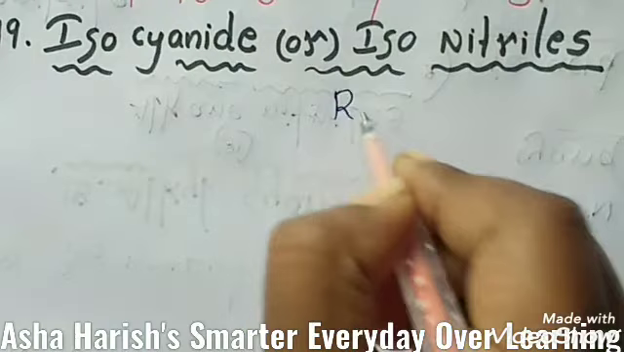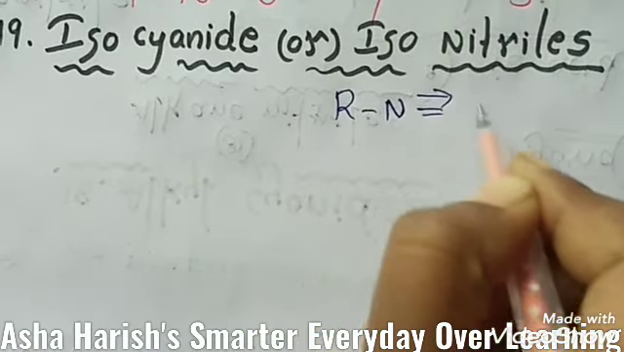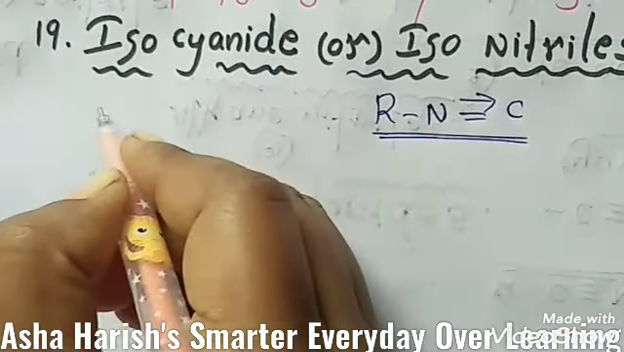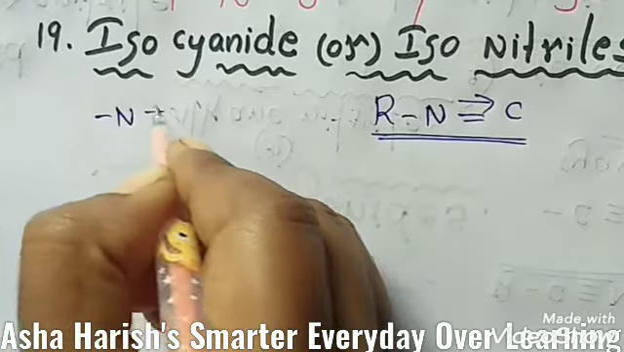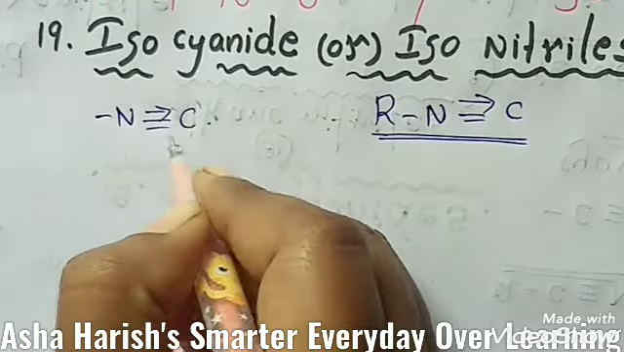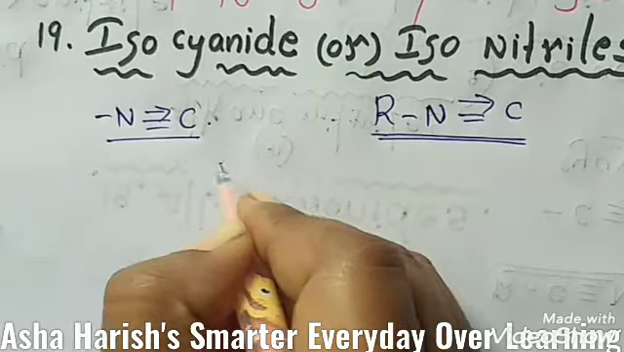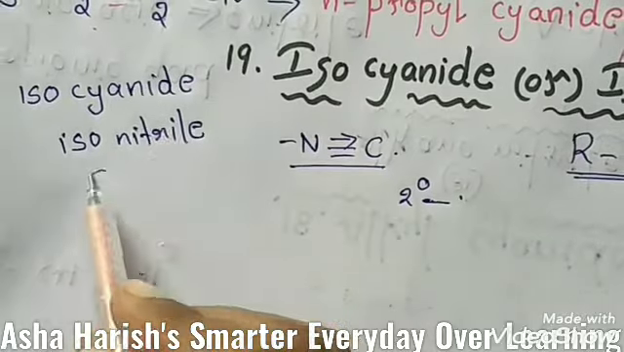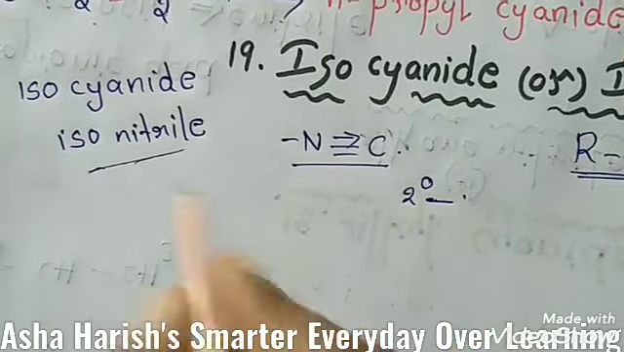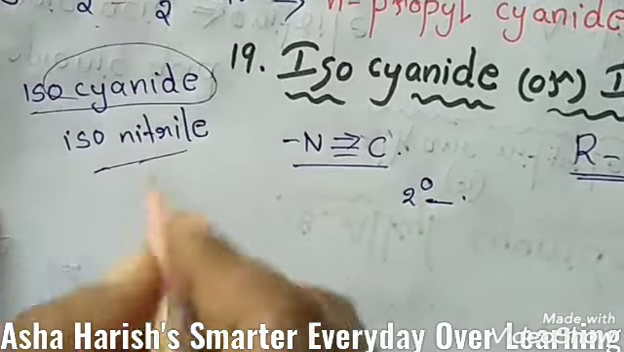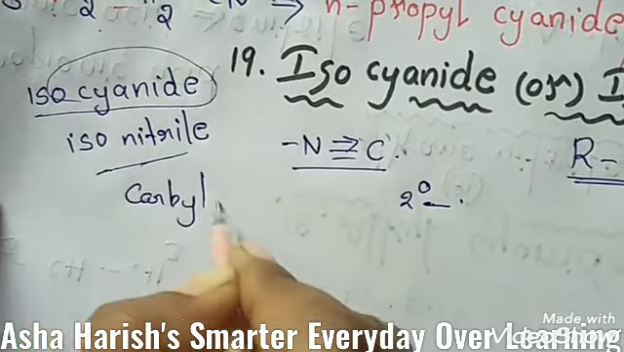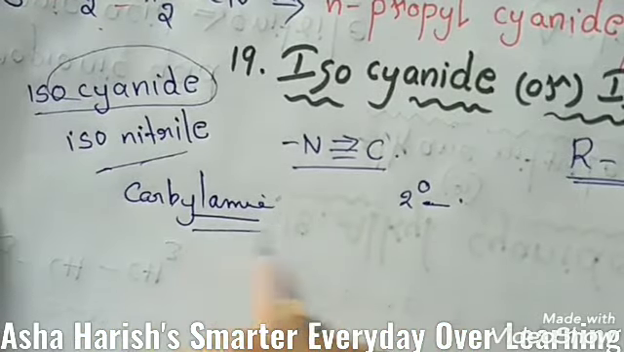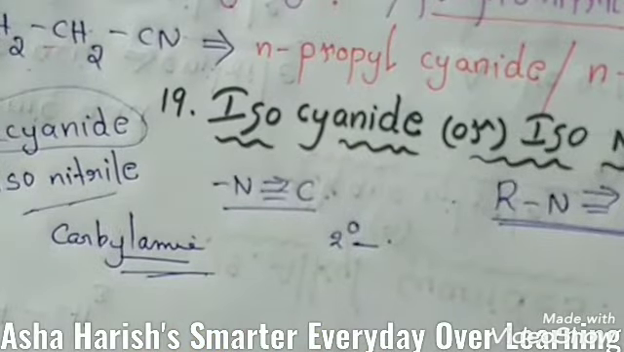Here the general formula is RNC, where in the place of R you can take any alkyl group. The functional group representation for this is the same. Isocyanide or isonitrile you should add. The secondary suffix is the same, isocyanide, isonitrile. And common names: add the suffix isocyanide, or the word carbylamine, to the name of the alkyl group. For IUPAC names of isocyanides also, there are no IUPAC names.